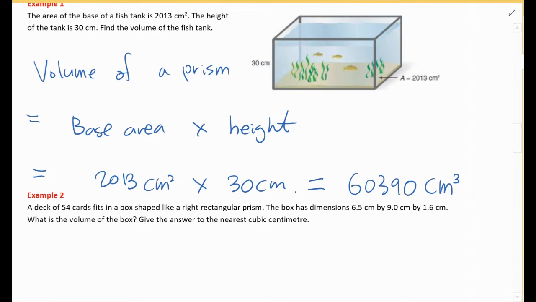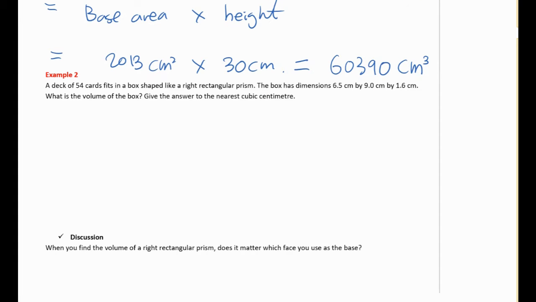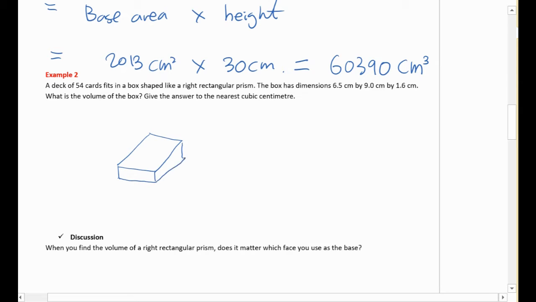Okay, let's move on to example 2. A deck of 54 cards fit in a box shaped like a rectangular prism. So let's draw a rectangular prism. This is the box for the deck of 54 cards, and the box has dimensions 6.5, 9 centimeters, and 1.6 centimeters. So what is the volume of the box? Give the answer to the nearest cubic centimeter.